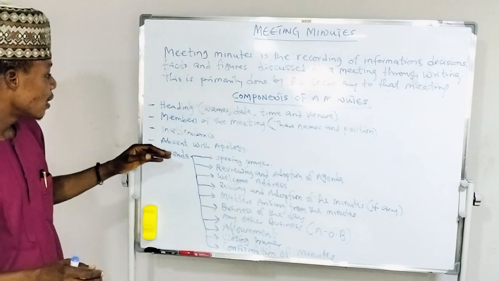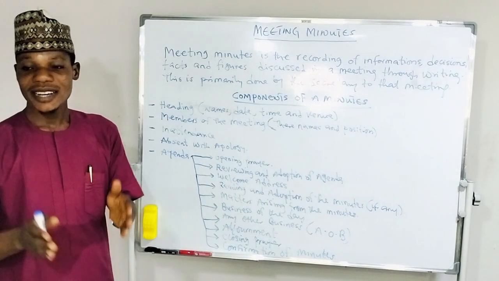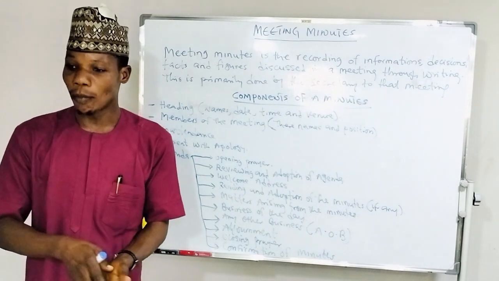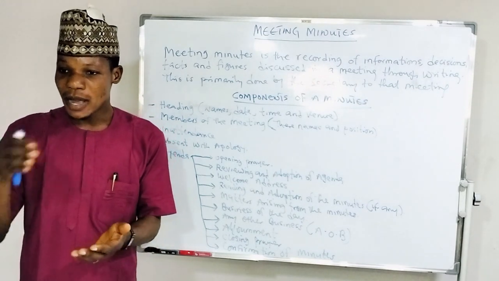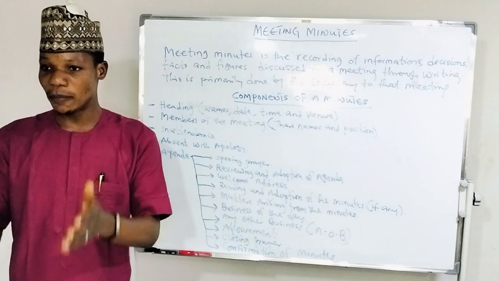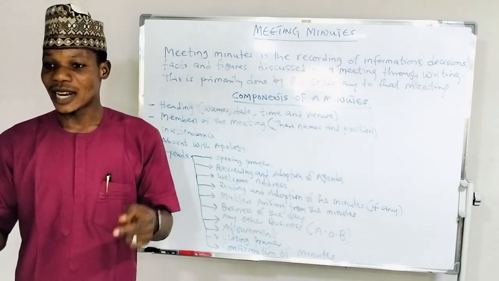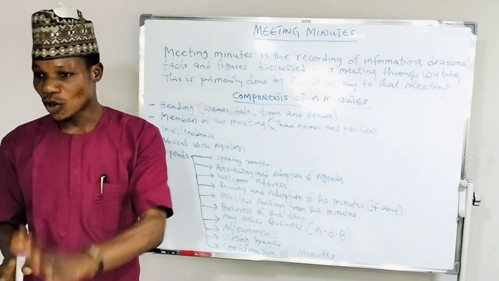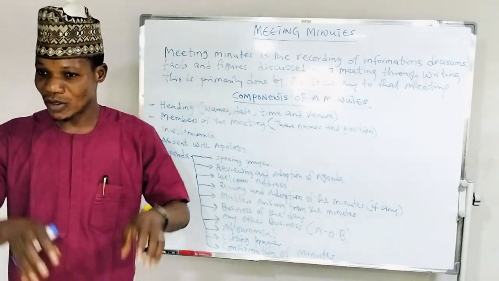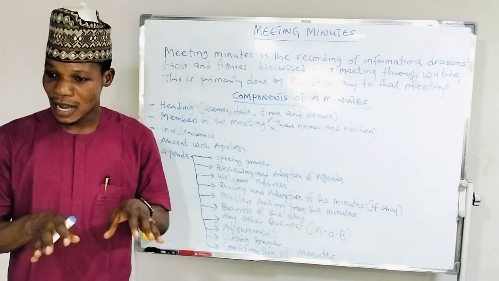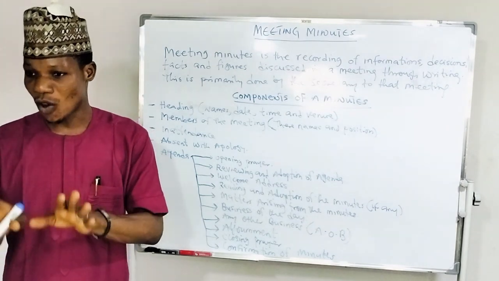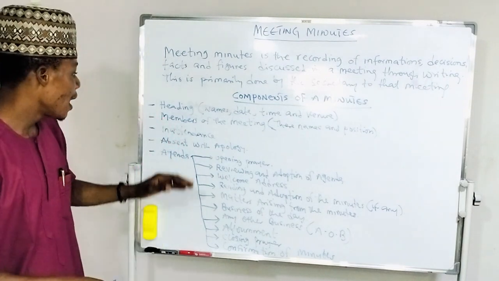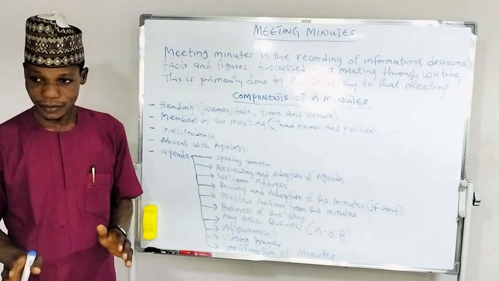Then we now have in attendance. In attendance are people who are privileged to be part of the meeting, but they are not members. Maybe because of their importance or the role they play within that organization, that is why they are part of that meeting at that moment. But take note, they are not part of the members of that meeting, but they are there because of what? They are relevant to that organization. Those persons, their names will be categorized under in attendance.